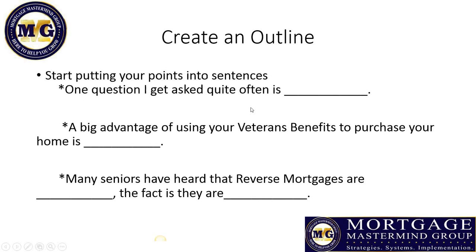So what you're doing is you're just putting all of your bullet points into sentences. A big advantage of using your veterans benefit to purchase a home is, boom. Many seniors have heard that reverse mortgages are so-and-so. The fact is they are, and you're dispelling those rumors. So you're taking the things you've included in your list and you're making a sentence out of them. Just putting them in the form of a sentence.